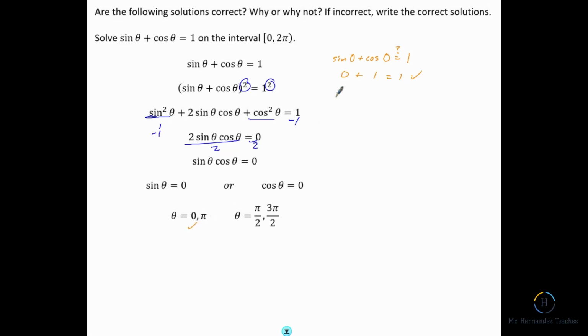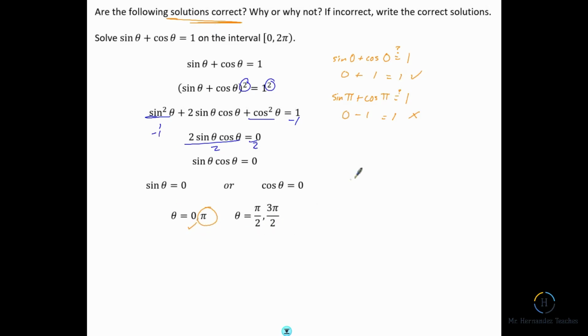And then pi, we need to check pi. So sine of pi plus cosine of pi, does that equal 1? Well, sine of pi is 0, but cosine of pi is negative 1. So I have minus 1. Is that equal to 1? No, that is not a true statement. This one is extraneous. So I now know that the following solutions aren't correct because it looks like I have extraneous solutions. Well, 0 was good.